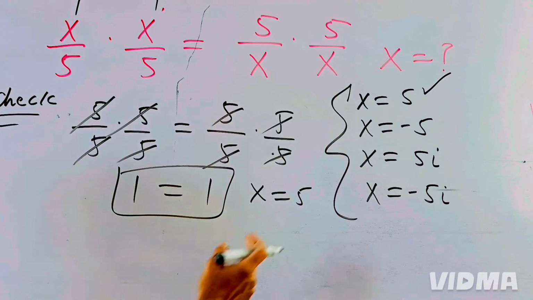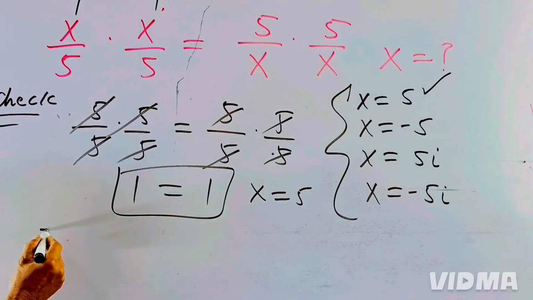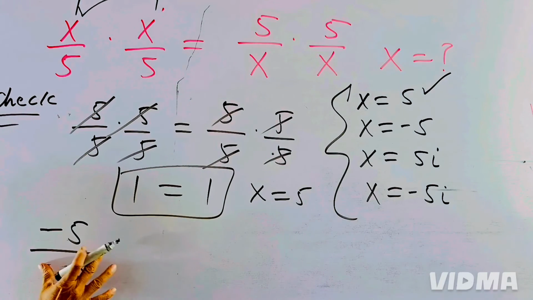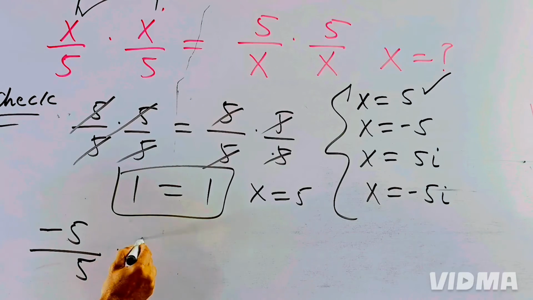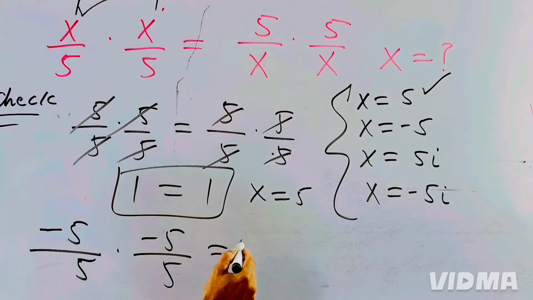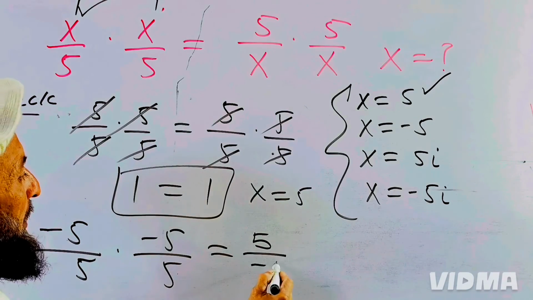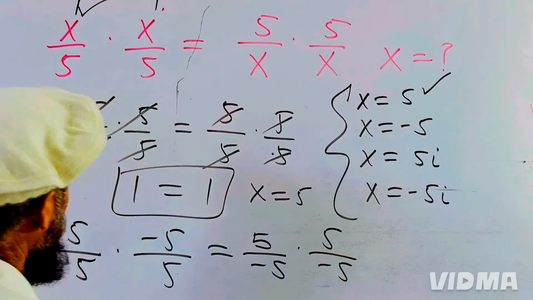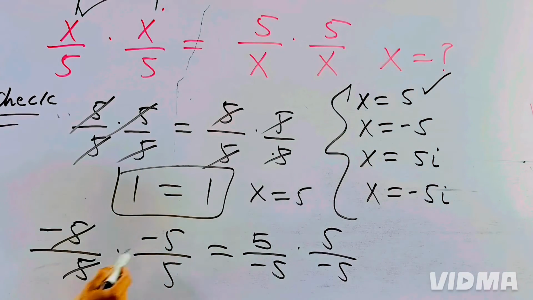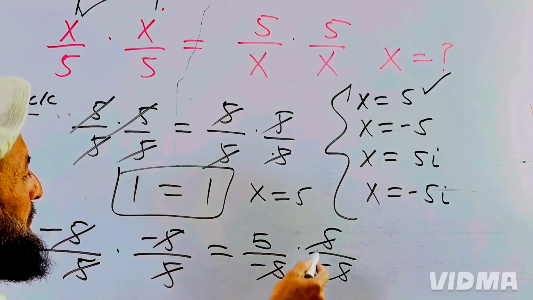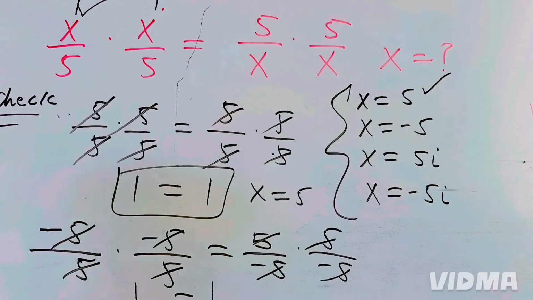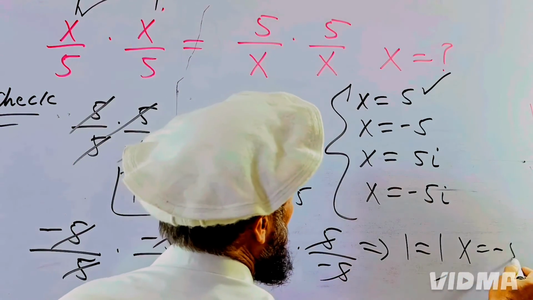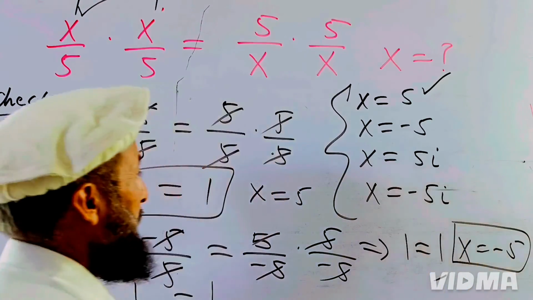If we put x is equal to minus 5, the second condition, in place of x, we get minus 5 divided by 5, and 5 is equal to 5 divided by minus 5, and 5 divided by minus 5. Now minus into minus is plus, both are cancelled. Again we get the same result, 1 is equal to 1. So x is equal to minus 5 is also a correct solution.